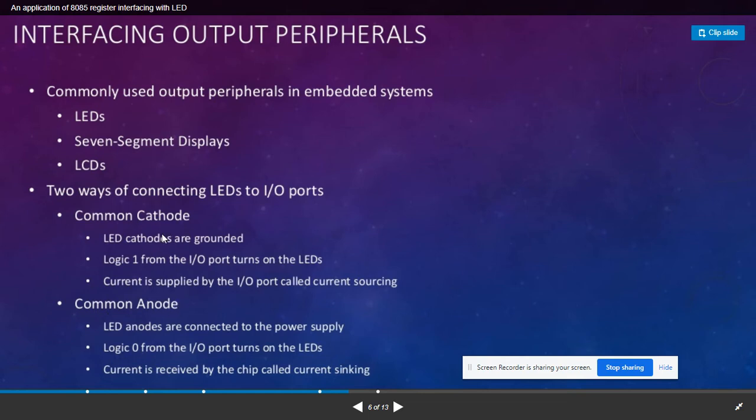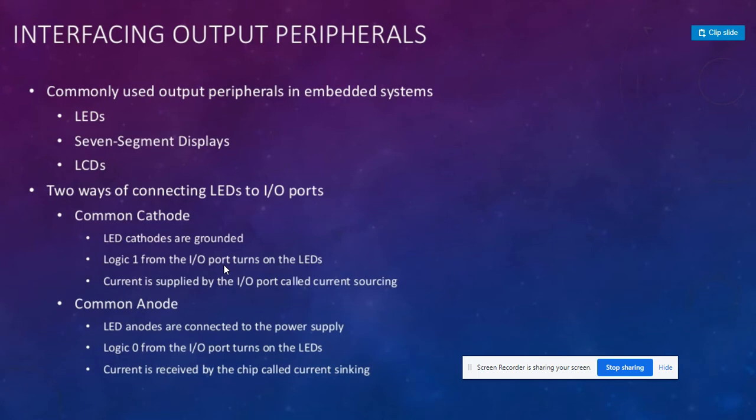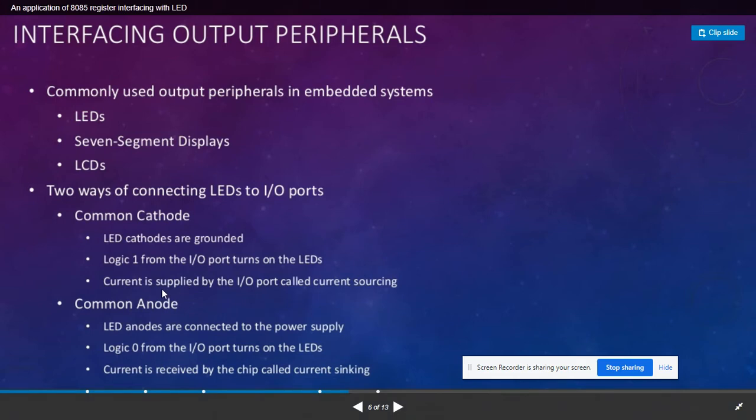In common cathode, LED cathodes are grounded. Logic 1 from the input output port turns on the LED, that is, logic 1 is used to turn on the LED from the input output port, and the current is supplied by the input output port, which is called current sourcing.